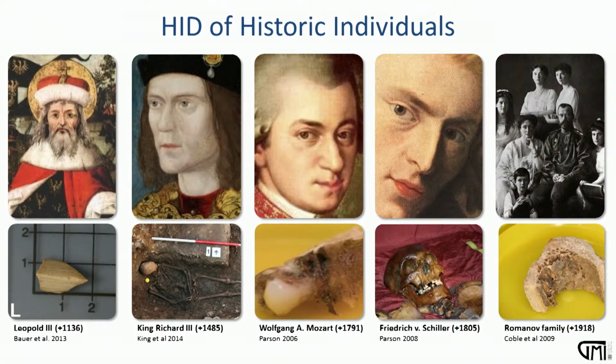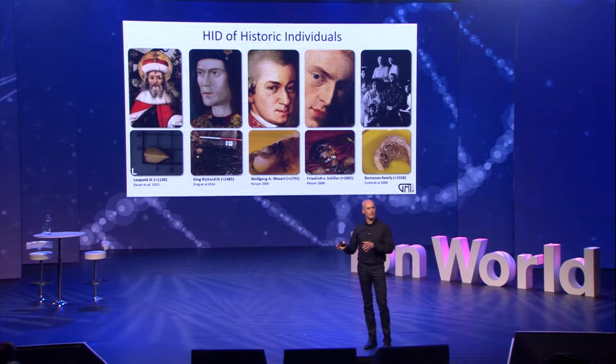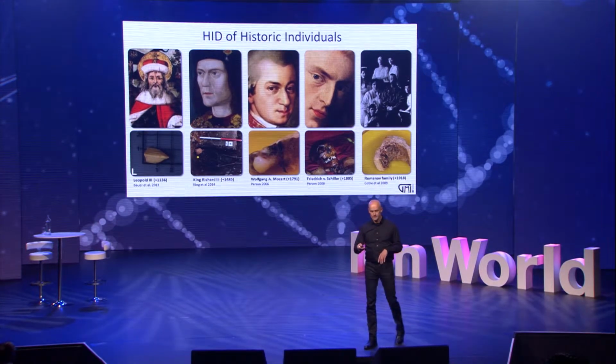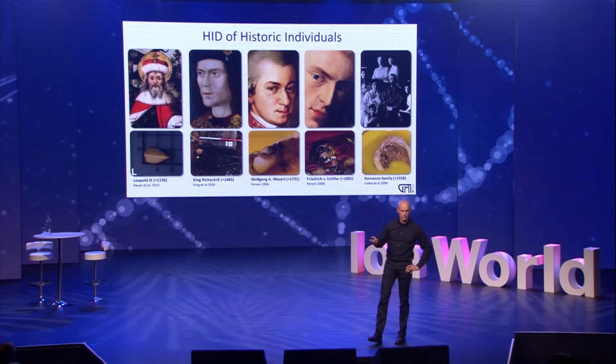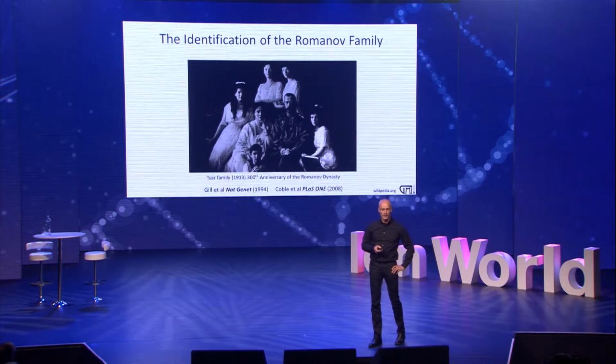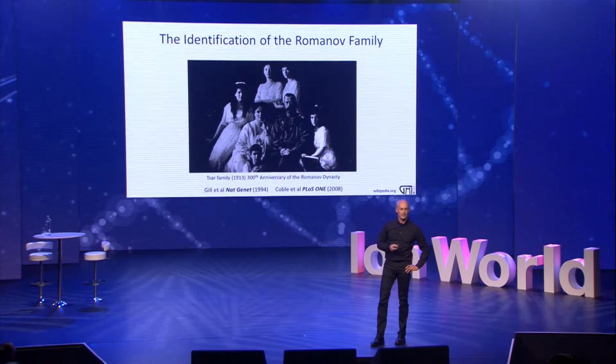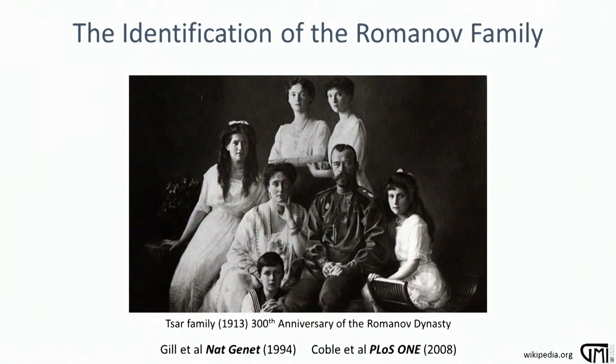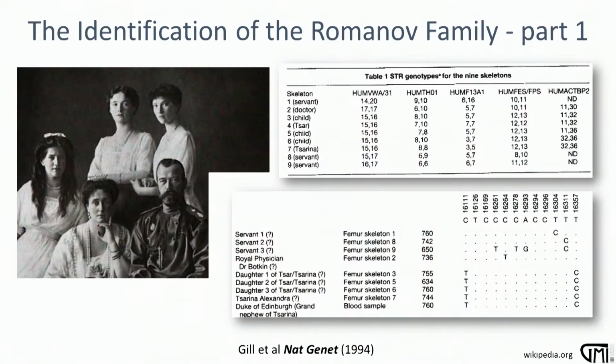Now let's move from criminals to historic individuals. We can use exactly the same laboratory scheme to evaluate the authenticity of human remains, and people apparently like to do that. One of the most known cases to date, and also one of the earliest, is the identification of the Russian Tsar family Romanov, which came in two different parts.